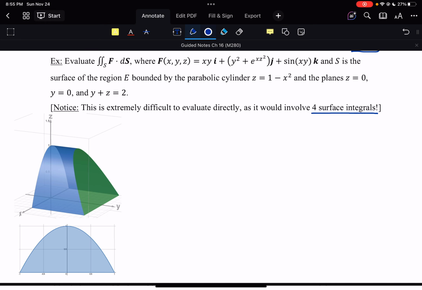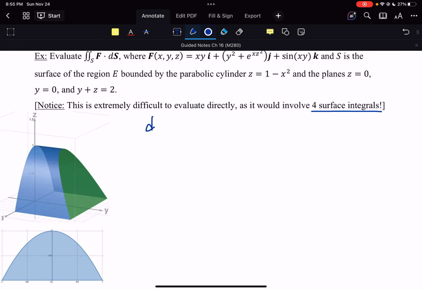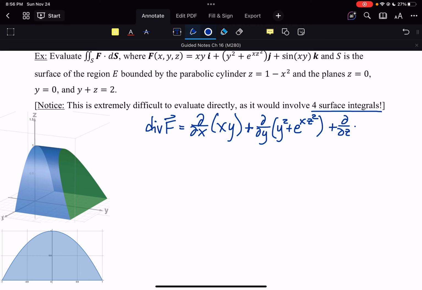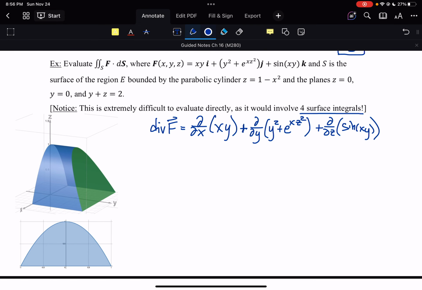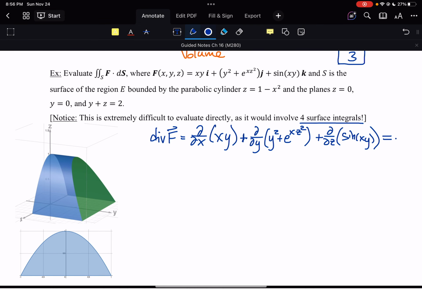So we're going to set up the divergence of F. That's going to be partial with respect to x of xy, plus partial with respect to y of y squared plus e to the xz squared, plus partial with respect to z of sine of xy. And you might already be able to see what's going to happen here.